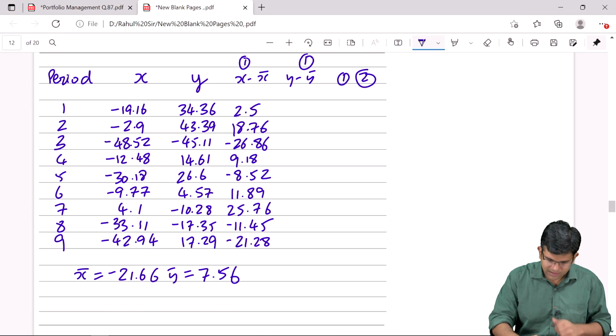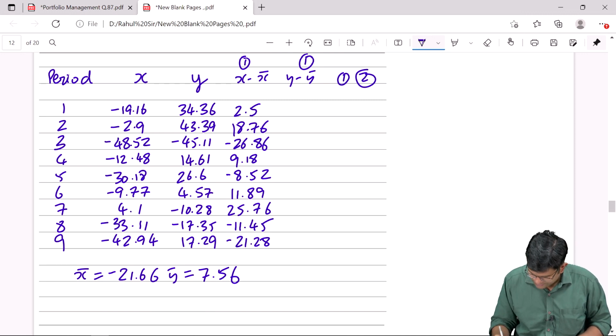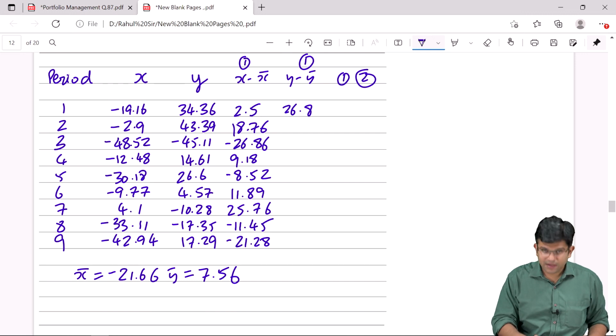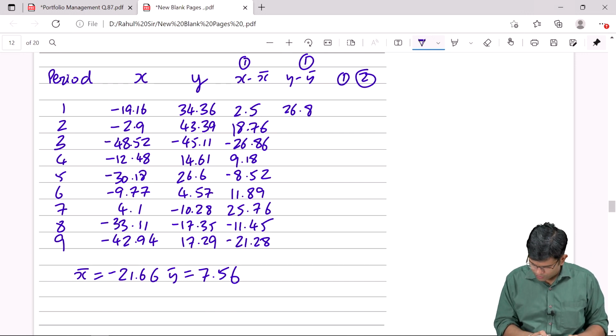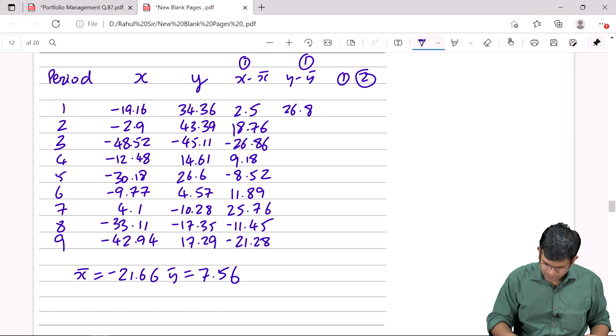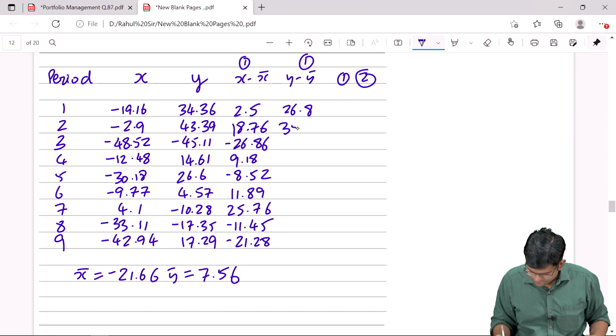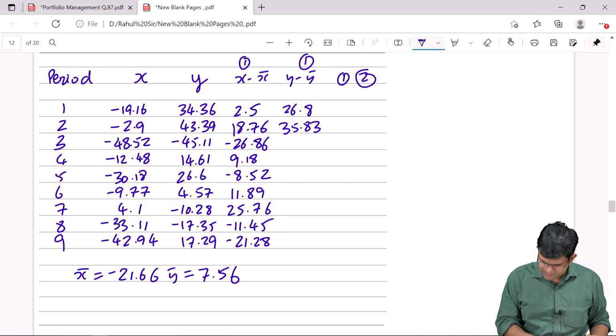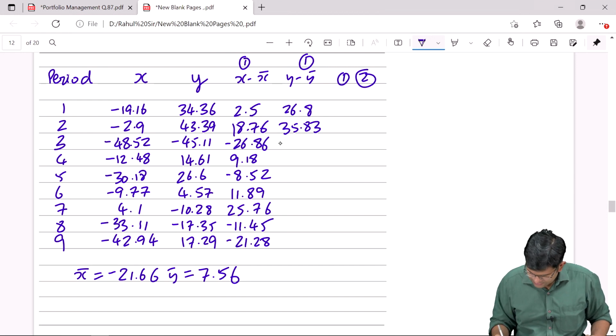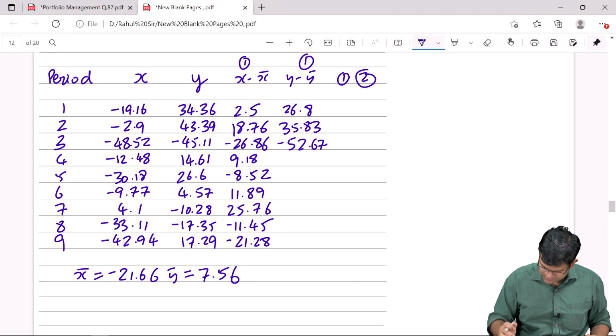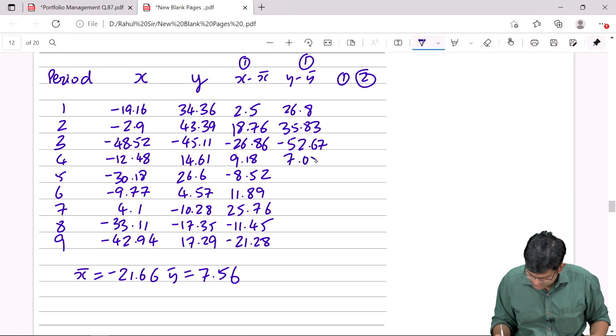So this will be 34.36, correct, minus 7.56, and that will come to 26.8. Next will be 43.39 minus 7.56, that will be 35.83. Next is minus 45.11 minus 7.56, that is minus 52.67. Next is 14.61 minus 7.56, that is 7.05.